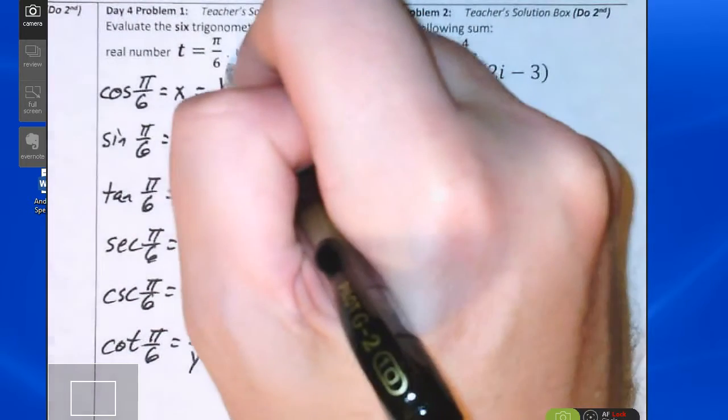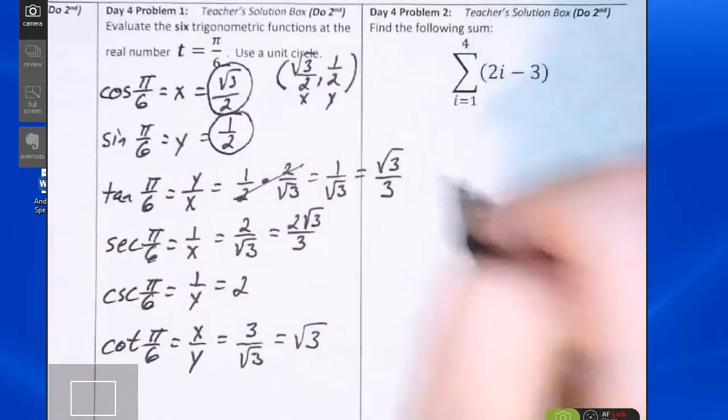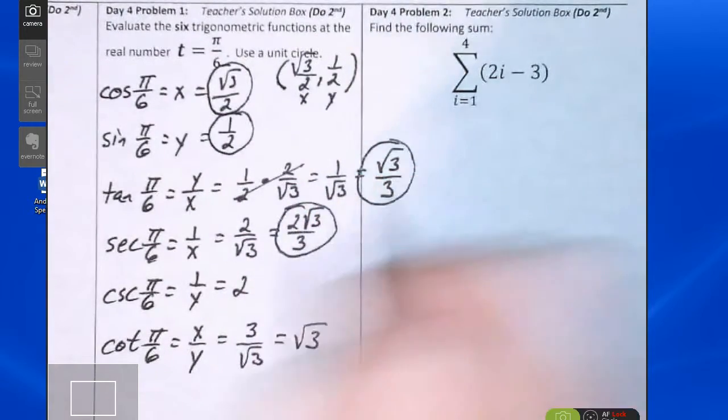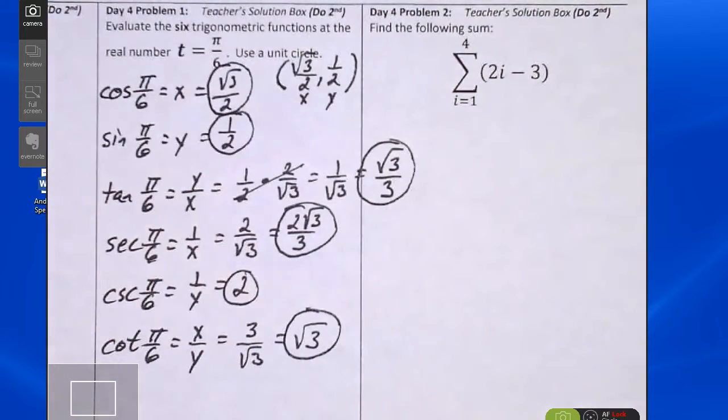So here are our 6 answers. There's cosine, and there's sine. Here's tangent. Here's secant, cosecant, and here is cotangent.